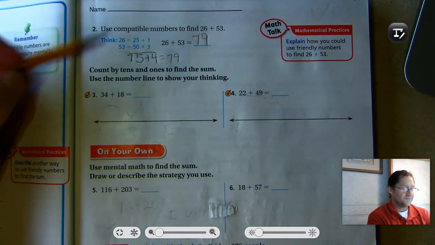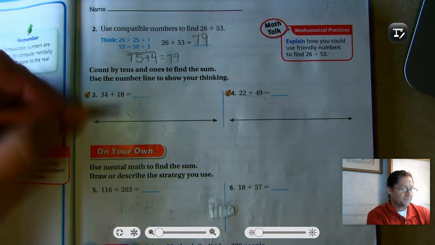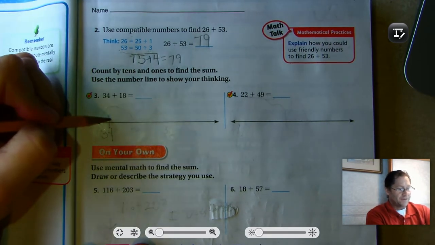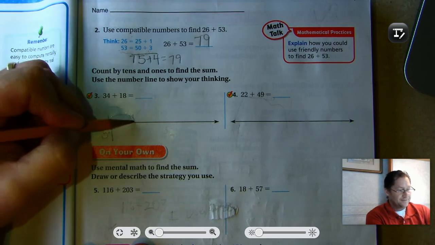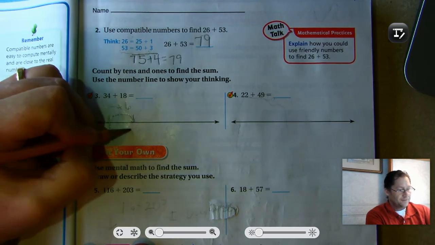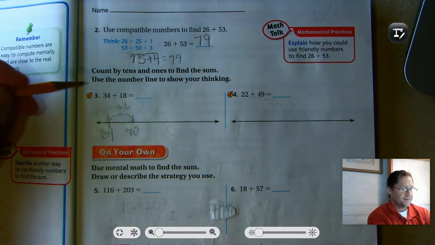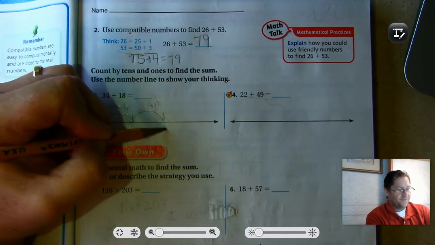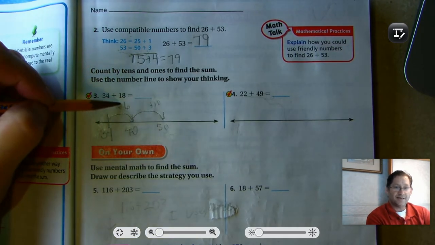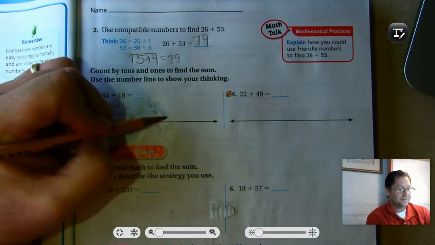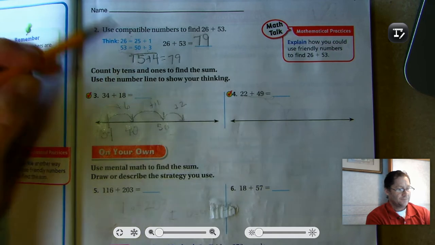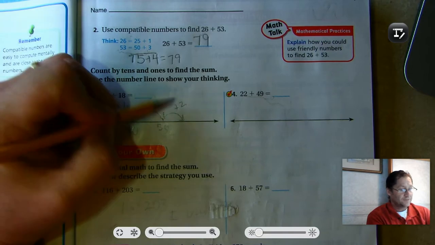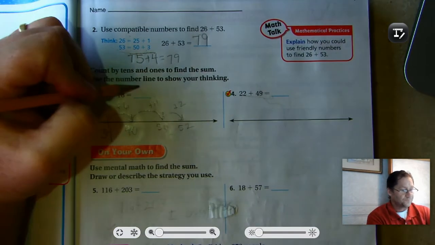Now count by tens and ones to find the sum. Use the number line to show your thinking. Start with the larger addend, 34. And this time I'm going to count to the next 10. So 34 plus 6 is 40. Now I'm going to add 10 to that. That puts me at 50. 10 and 6 is 16. I have to do 2 more to get to 18. Not 2 more jumps, a jump of 2. So 50 plus 2 is 52.